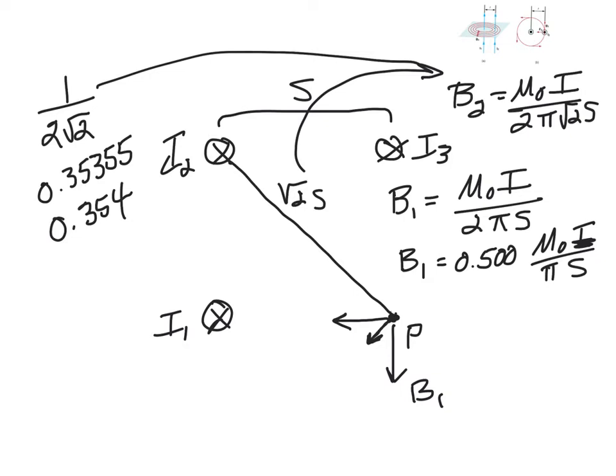So B1 has only a y component, B3 has only an x component, and B2 has an x component, which we have to add to this because they're in the same direction, and the same y component here, which we have to add to that because that's in the same direction. And so the final vector is going to be the square root of the sum of the squares of both of those, and the direction will be in the same direction, 225 degrees.